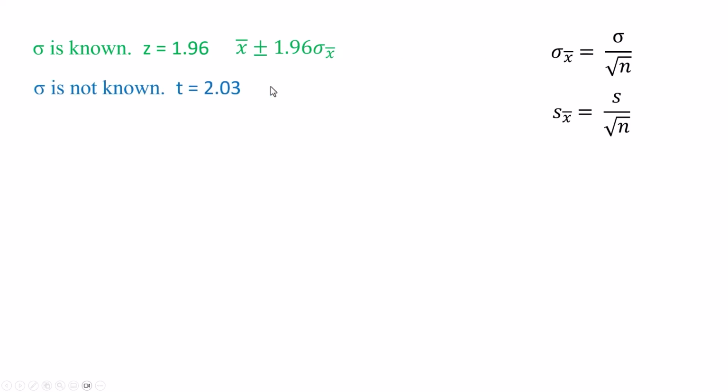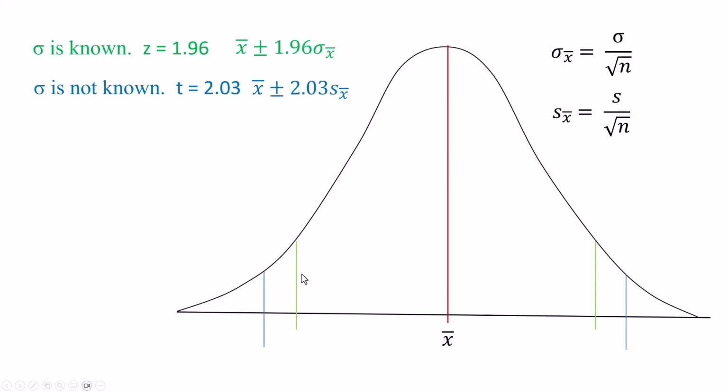But if you do not know sigma, then we do this one, T, and t is always bigger than z. So now you can see here that this interval is bigger than that interval. And you can see in this picture, the green lines are that one, the blue lines are these ones. So the blue lines will always be past the green lines simply because in our mind, this can keep shifting back and forth. So we just give it more room.